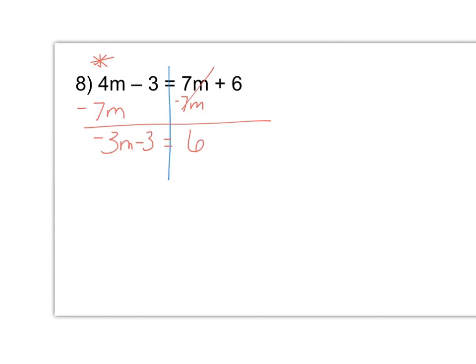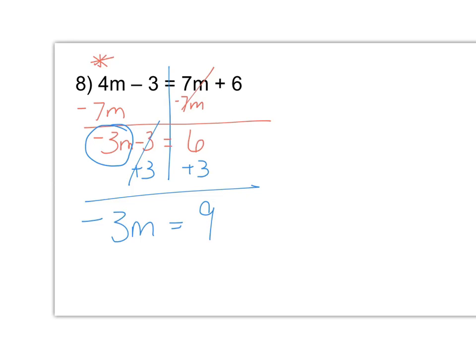Now, if I go back to this negative 3m, I'm going to work to get that by itself. So I've got to get rid of this negative 3. So the opposite of negative 3 is a positive 3, and if I do it to the left, I do it to the right. I'm going to cancel these guys out. I'm left with negative 3m is equal to 6 plus 3 is 9.